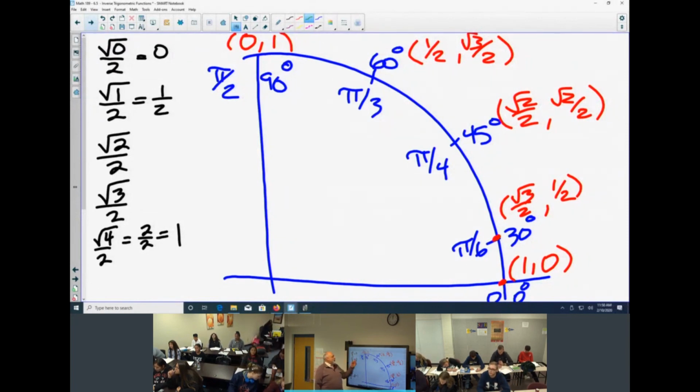And then you start with the cosine. So this is radical 0 over 2, radical 1 over 2, radical 2 over 2, radical 3 over 2, radical 4 over 2. And then the pattern repeats itself going back: radical 0 over 2, radical 1 over 2, radical 2 over 2, radical 3 over 2, radical 4 over 2.